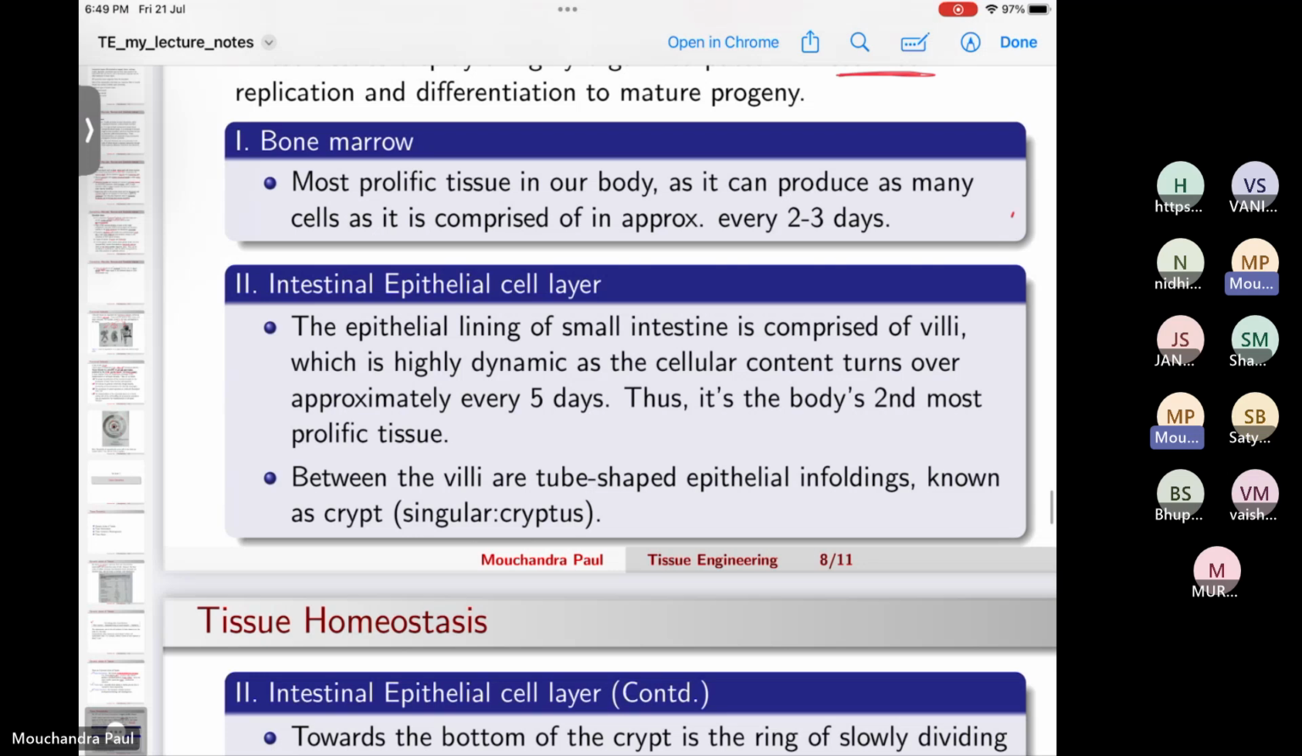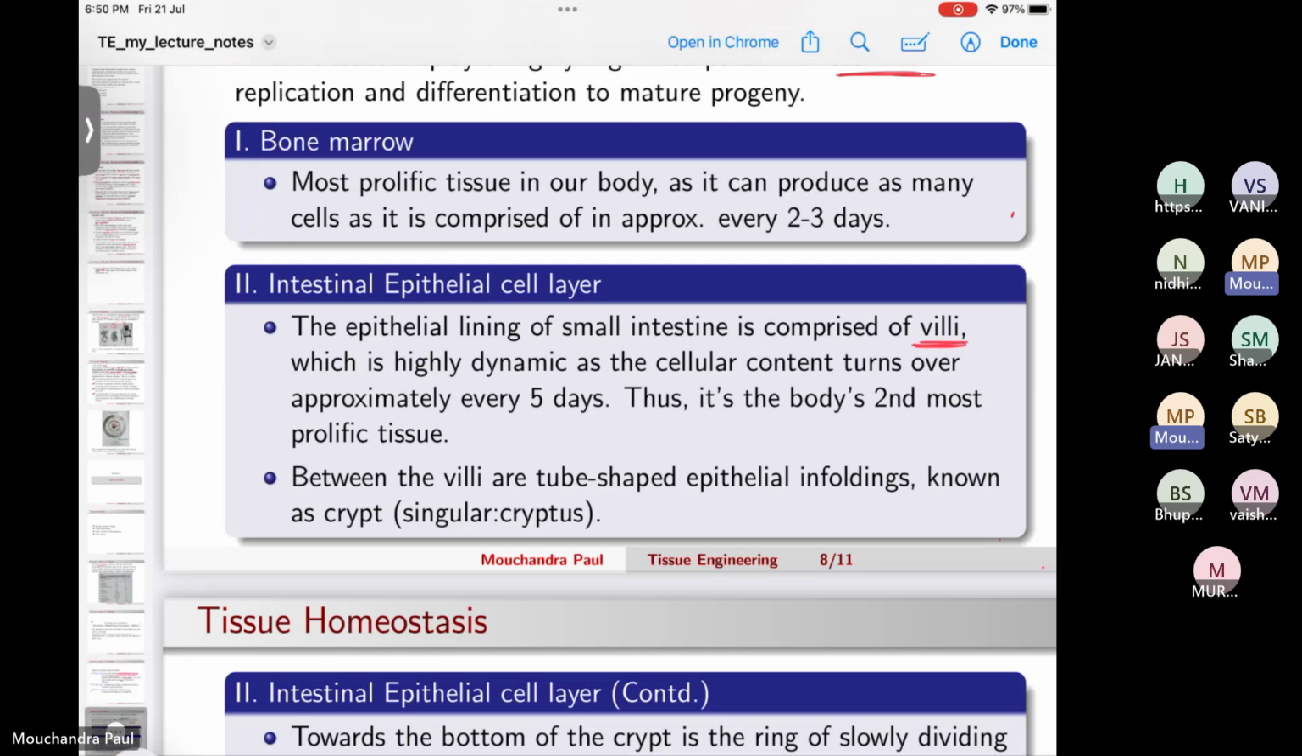Next, we'll look at how the small intestine's epithelial lining is maintained, meaning how the cells proliferate and then differentiate. If you look at the structure of the small intestine epithelial lining, you will see small finger-like projections which are called villi.